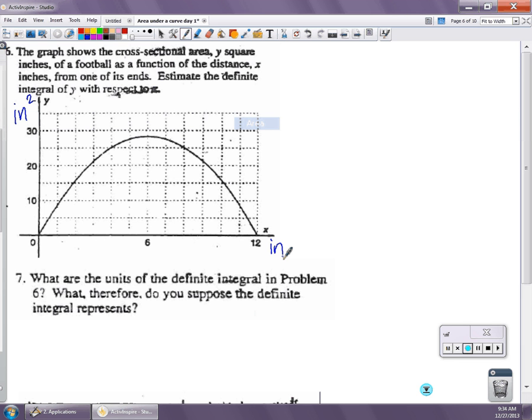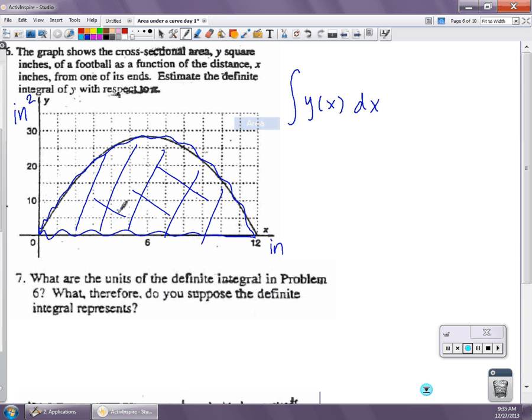Estimate the definite integral of y with respect to x. So they want us to evaluate the definite integral. I'm going to call this y of x dx. We're in terms of x, and we're going from 0. So the curve, this is y of x. We're going from 0 to 12, and they want us to calculate the area in this region. We're going to start at 0. We're going to stop at 12.